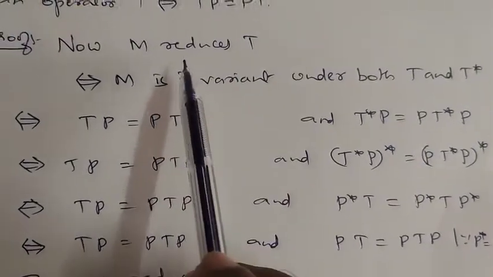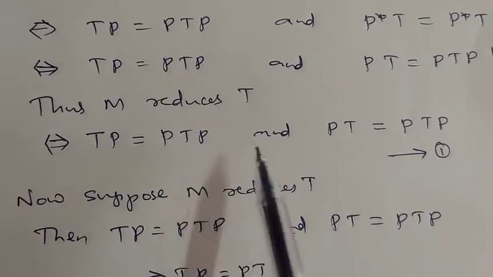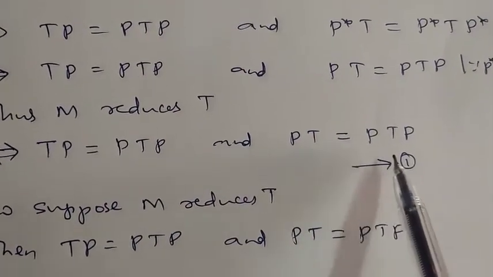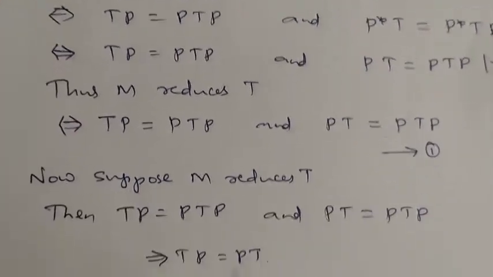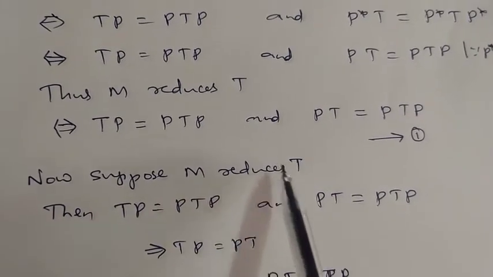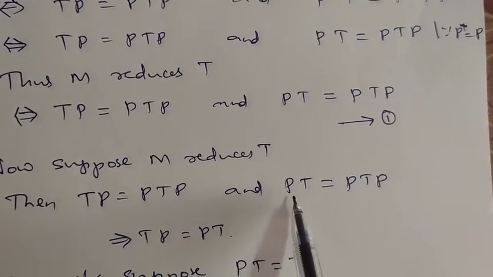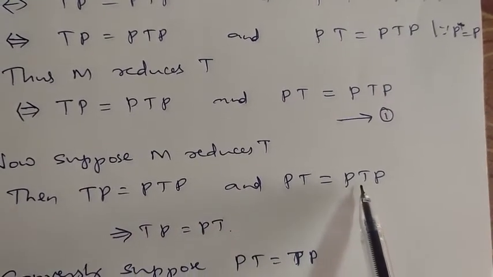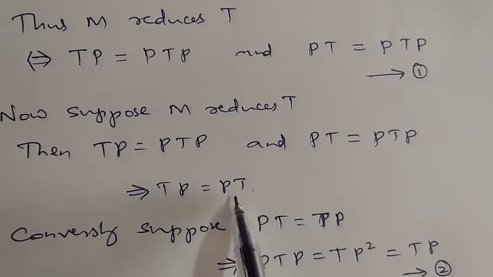Thus what we have assumed: M reduces T if and only if TP is equal to PTP and PT is equal to PTP. Call this number 1. Now let us take up the result. First suppose M reduces T. M reduces T means, as we have just shown, TP is equal to PTP and PT is equal to PTP. Therefore, the right-hand sides are the same, so TP is equal to PT.